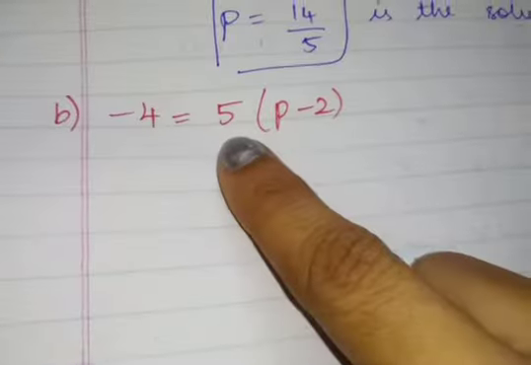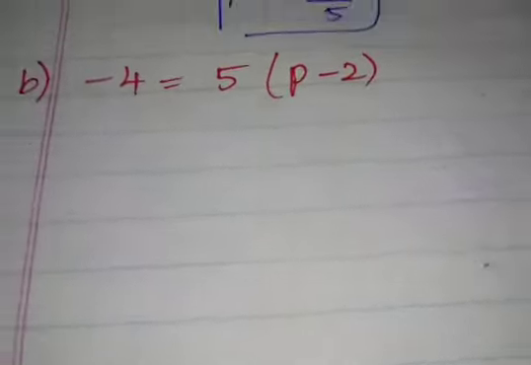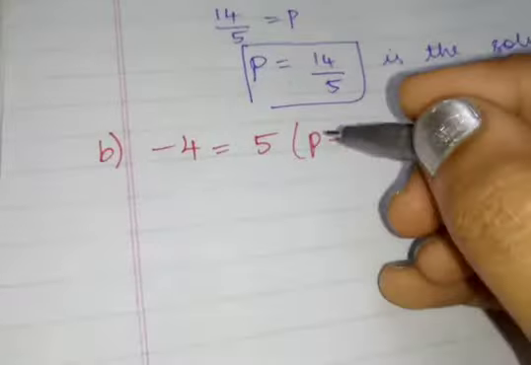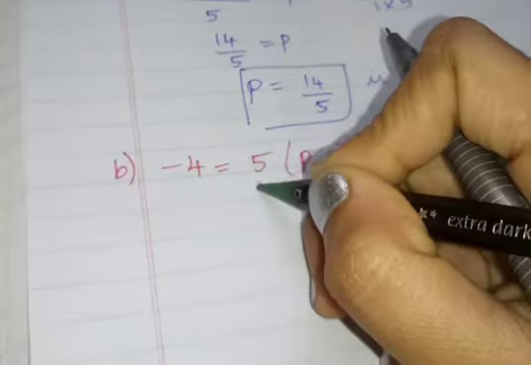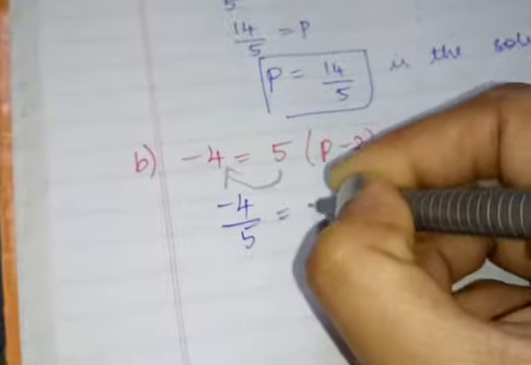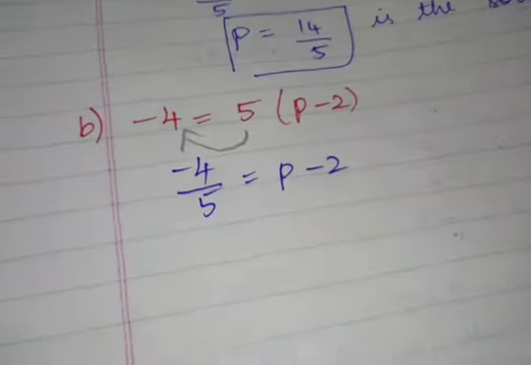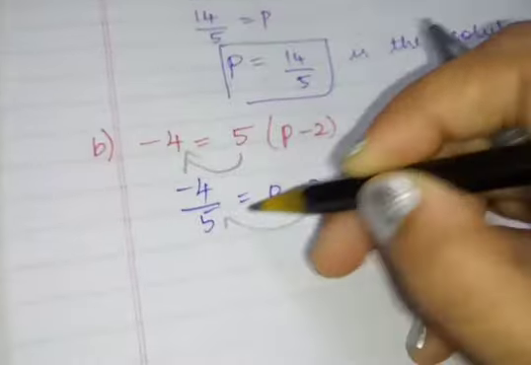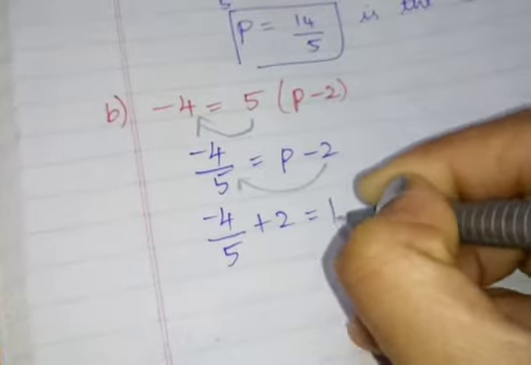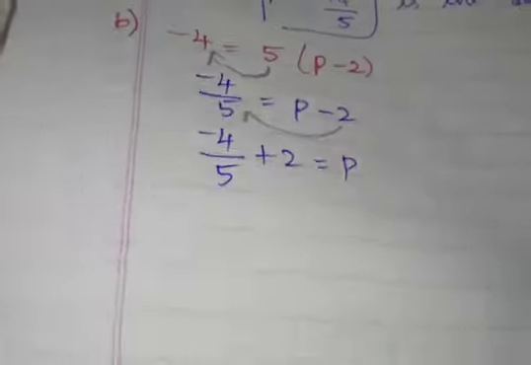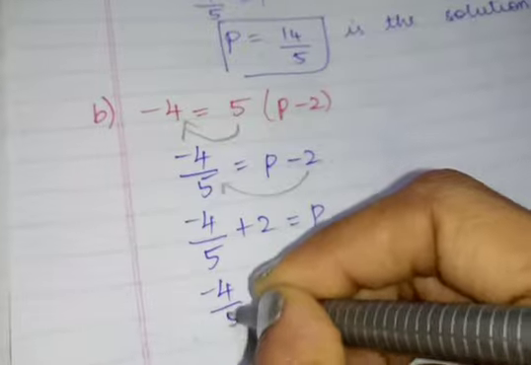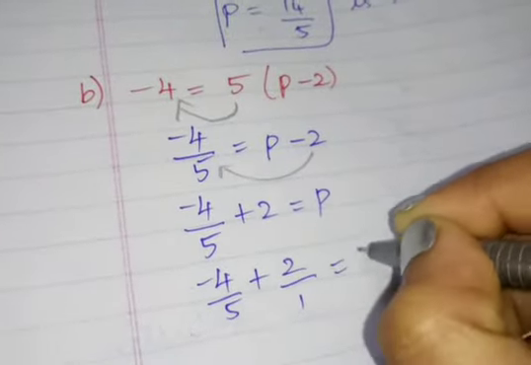Minus 4 is equal to 5 into p minus 2. Now I am going to shift this 5 towards the other side. So minus 4 by 5 equal to p minus 2. Next, this minus 2 towards the next side. So minus 4 by 5 plus 2 is equal to p. Why plus 2? Because minus 2, if it goes to that side, becomes plus 2. Now minus 4 by 5 plus 2 by 1 is equal to p.